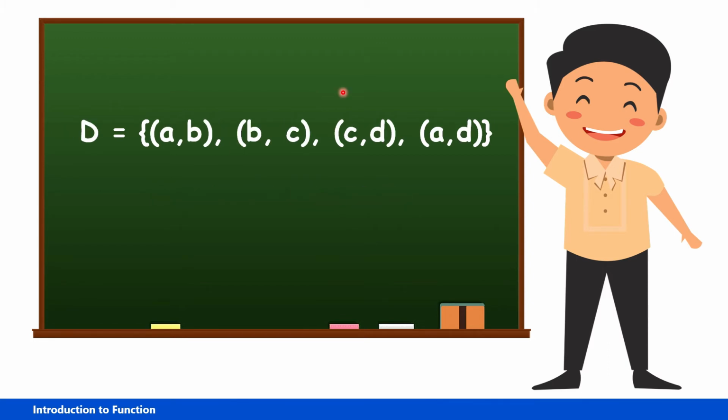Let us have the relation D. Do you think relation D is a function or not a function? Okay, i-analyze natin ang relation D. So sa ating unang ordered pair, meron tayong A as our domain and meron tayong range na B. Sa pangalawang ordered pair naman, mayroon tayong B as our domain, at sa pangatlong ordered pair, mayroon tayong C, at sa ating huling ordered pair, meron tayong A.